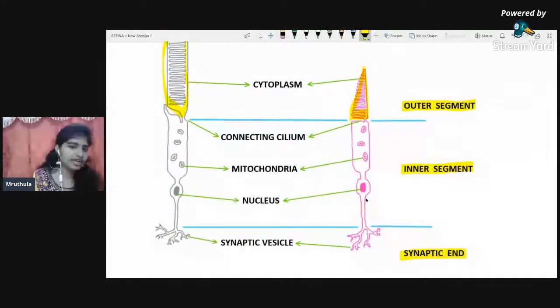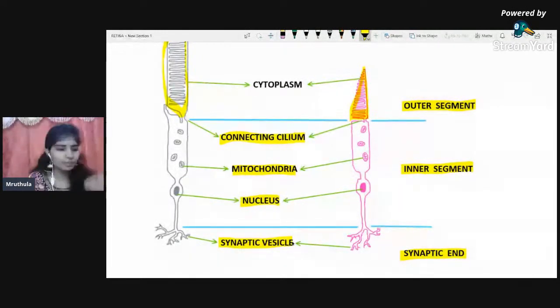Now, in the inner segment, what do we have? We have the cyton, the part where the nucleus is present, in the inner segment. And we have the energy giving bodies, the mitochondria, and there is a connecting cilium between the outer and the inner segment. So that is called the connecting cilium. And on the bottommost aspect, we have the synaptic vesicle. The synaptic vesicle forms a plexus with cells lying within.